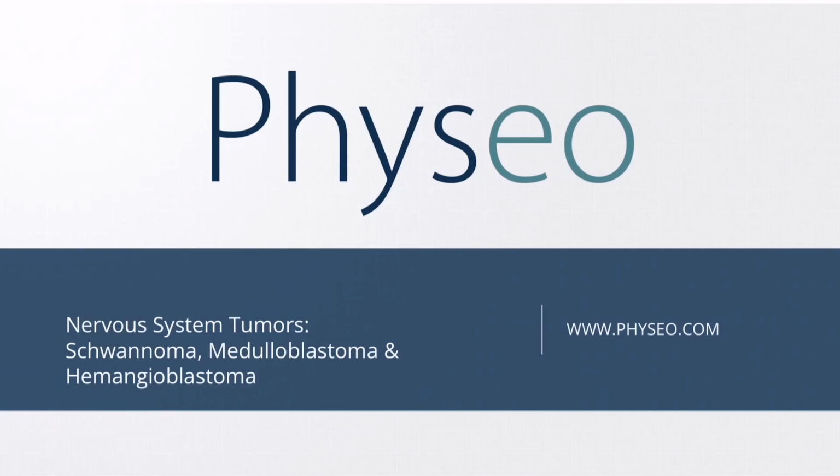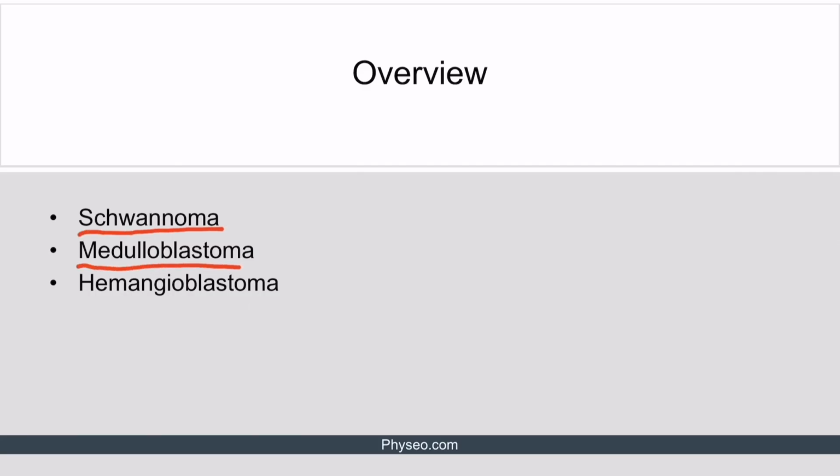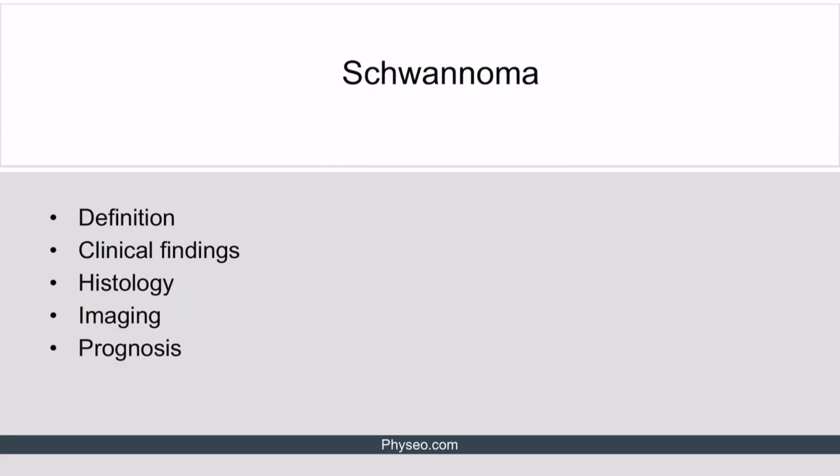Welcome to our first video on nervous system tumors. Let's begin. We'll discuss Schwannoma, Medulloblastoma, and Hemangioblastoma. We will discuss definition, clinical findings, histology, imaging, and prognosis of Schwannoma.